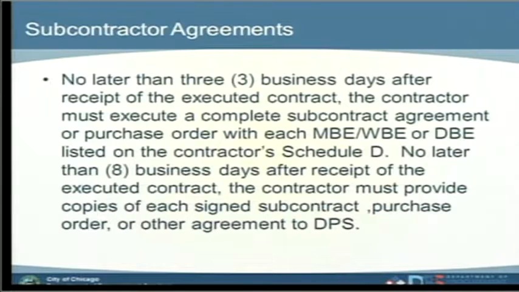Subcontractor agreements. Those are the terms and conditions between the prime and the sub. No later than 3 business days after the receipt of the executed contract by the prime from the city, the contractor must execute a complete subcontractor agreement or purchase order with each minority, woman, or disadvantaged business enterprise listed on the contract Schedule D, which is the compliance plan, which means it tells us who is going to be participating in the project, who is going to be participating towards the goal.